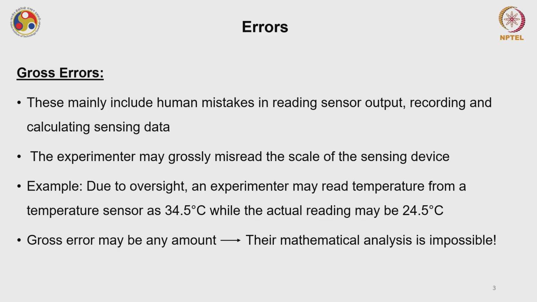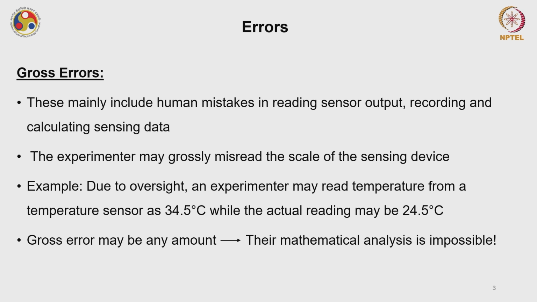The experimenter may grossly misread the scale of the sensing device. If it is an analog sensor and the output is, say, 12.01 milliamp, the experimenter may totally misread the data that it is showing. Let us consider one example of a temperature sensor. Due to oversight, an experimenter may read the temperature from a temperature sensor as, say, 34.5 degrees Celsius, while the actual reading can be, say, 24.5. So, he misread the 3 as 2.